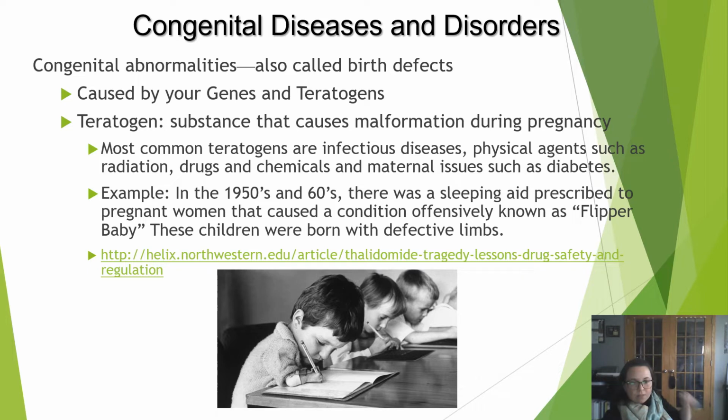The image below is a fine example of the effect a teratogen can have on the development of an embryo. In the 1950s and 1960s, there was the sleeping aid, let's see if I can pronounce this, thalidomide, that was prescribed to pregnant women and caused a condition offensively known as flipper baby syndrome. The exposure to the drug resulted in the shortening or altogether absence of the limbs. The side effects of the drug, such as these, stemmed the movement that created the FDA. The link provided here is a great article if you are interested in reading more on the topic.